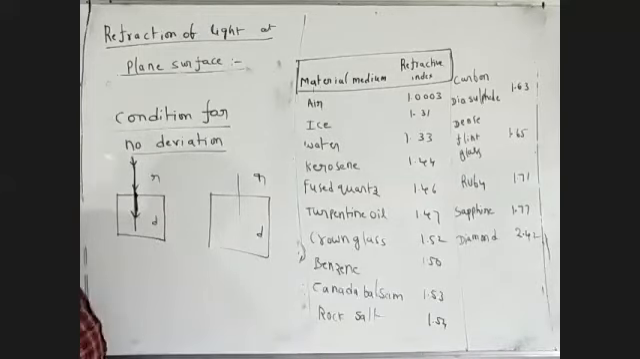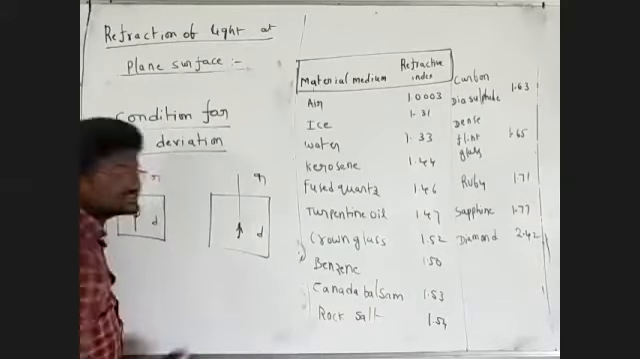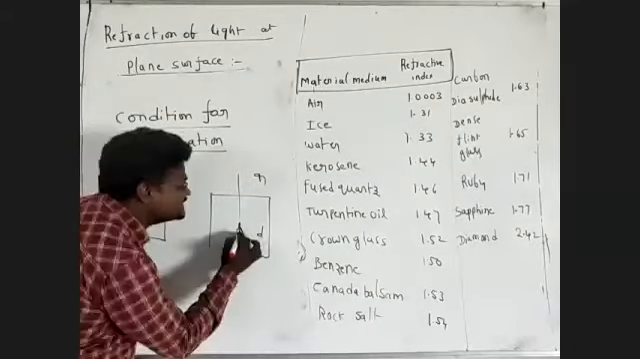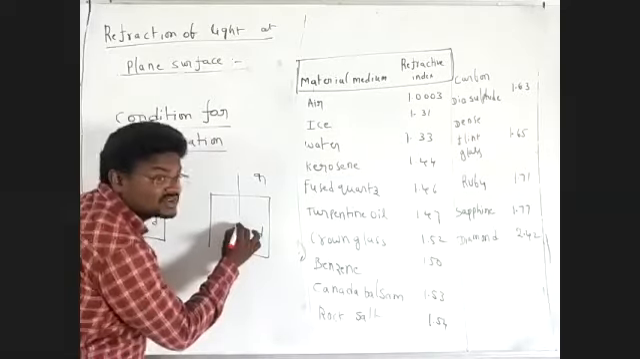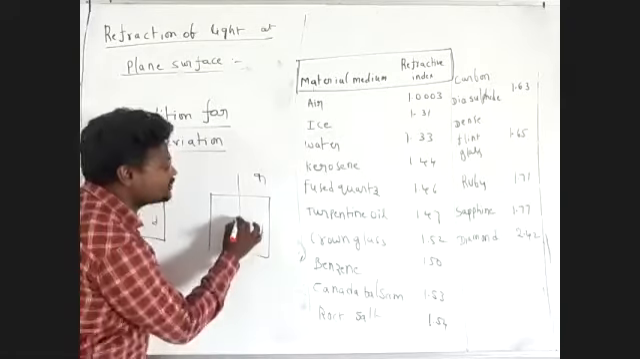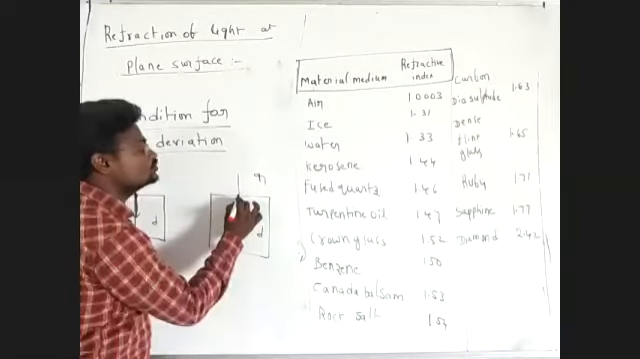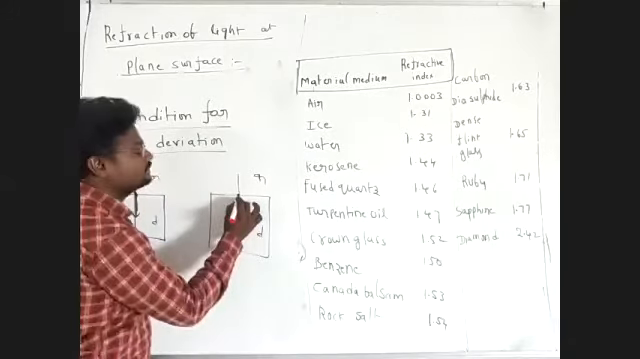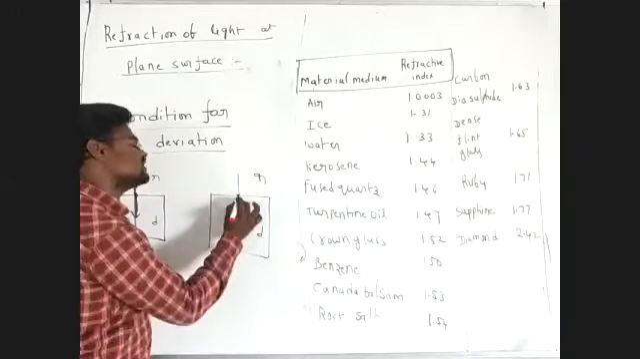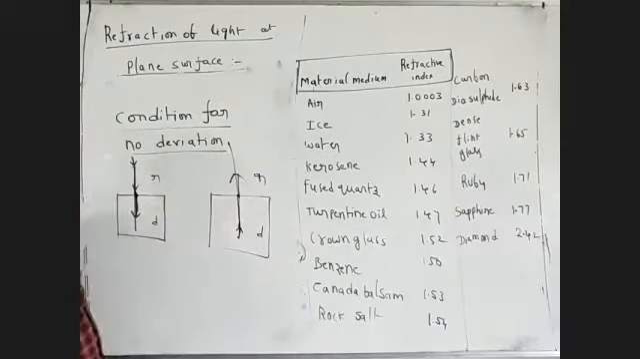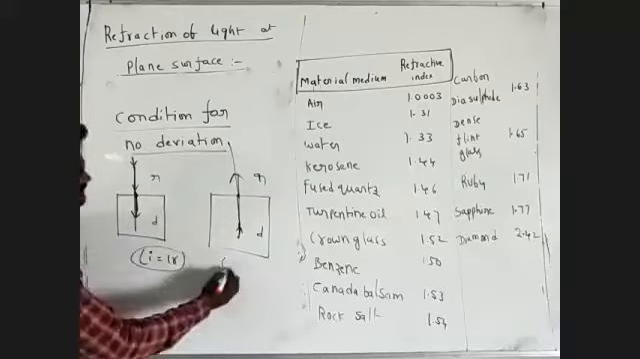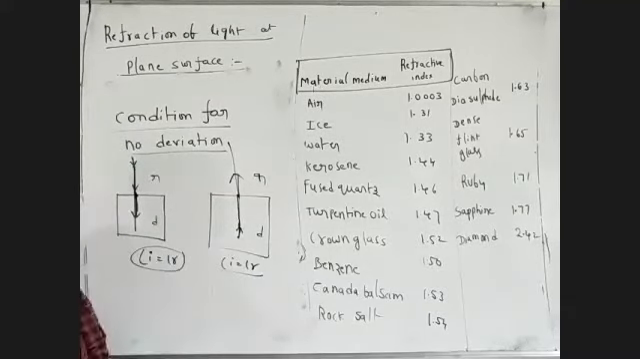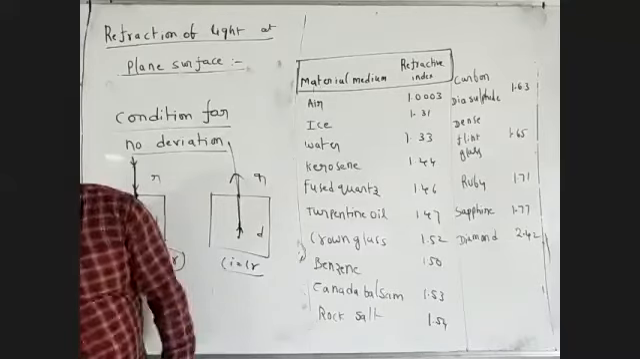There is no bending. Now, this is a denser medium, and this is a light ray, the incident ray. The incident ray strikes normally at the point of incidence. It does not deviate when entering another medium. It goes straight. No deviation. Angle of i is equal to angle of r. Both are equal. There is no deviation.